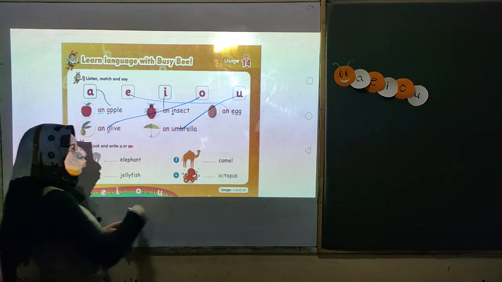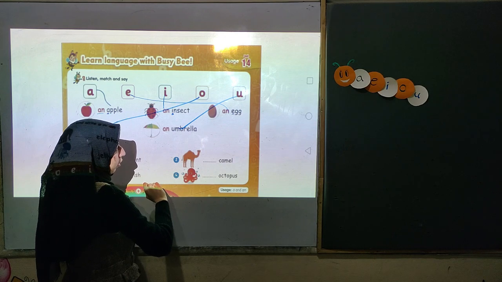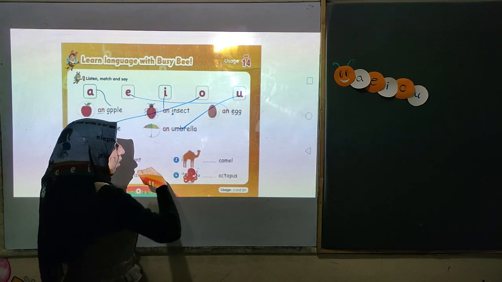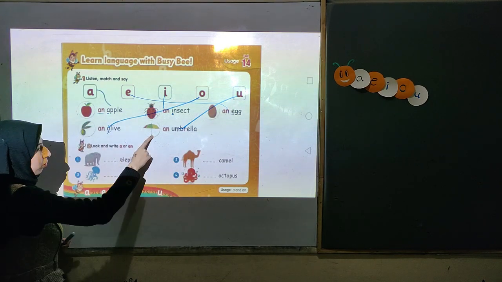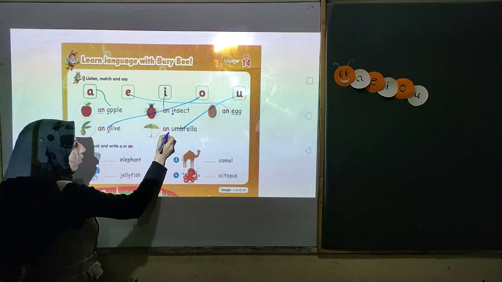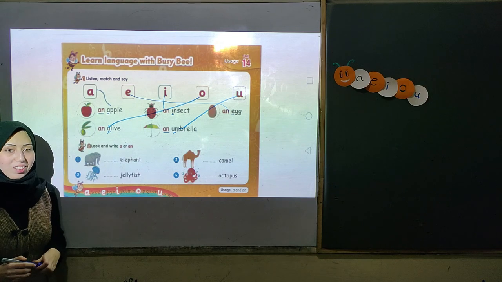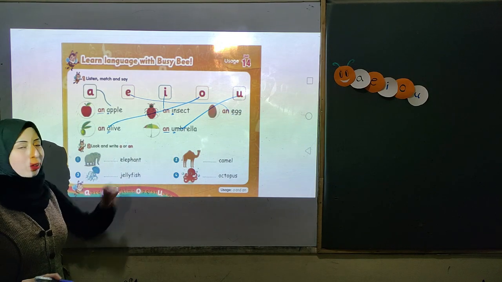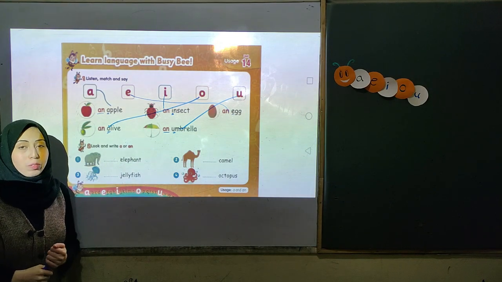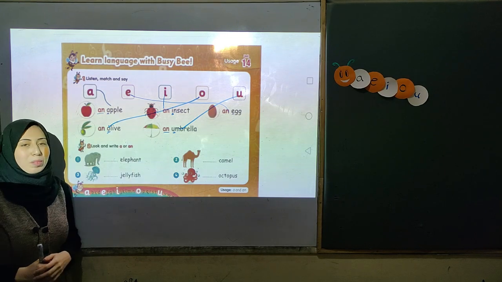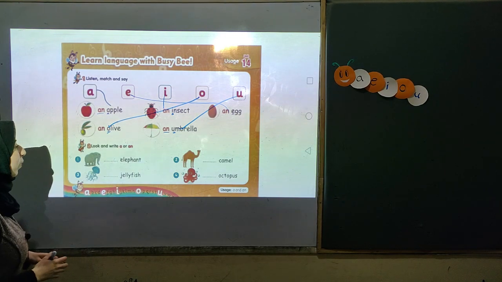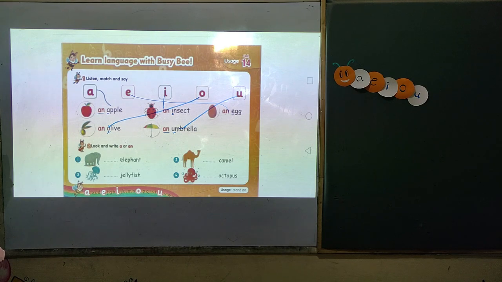Okay, the last one is the umbrella. Umbrella. It starts with the U. Okay, it sounds like A. Umbrella. An umbrella. وهنا ليه استخدمت an؟ لأن طبعا umbrella بدأ بحرف vowel بحرف متحرك فعشان كده استخدمت an umbrella. Good job.